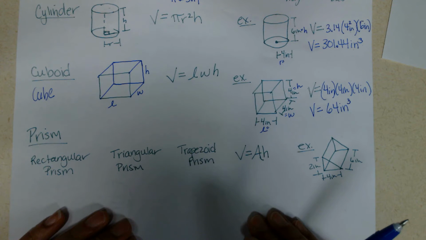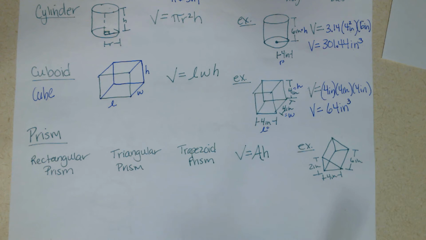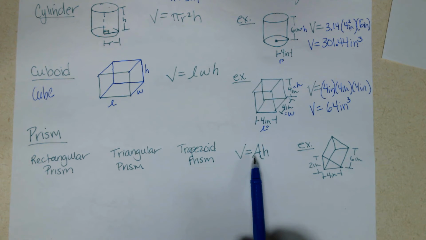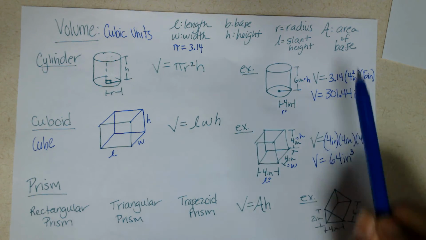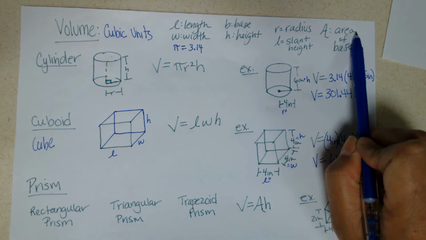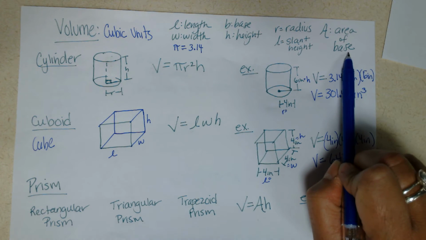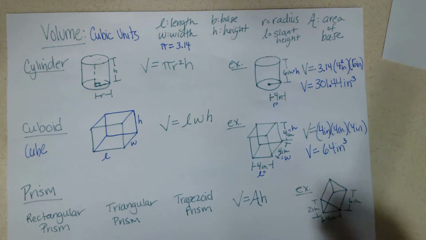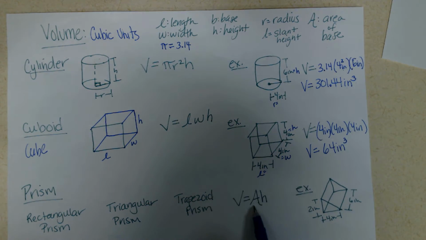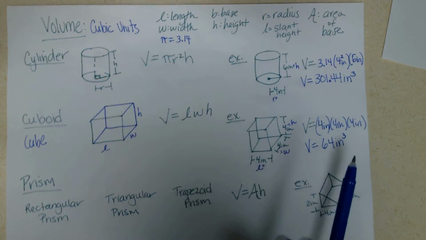Next are prisms. Now, there's many different types of prisms, but they all have the same formula, and I'm going to show you that formula. Notice there is a new letter here. This is that fancy A. If we go back to the top of the paper to my little key, A is going to represent area of the base, and this is what we're going to have to find with our prisms, and that's why I'm having us make them so that I can point out what the bases are so that we can find those areas of the bases, and then we multiply it by the height. So let's go and do that.